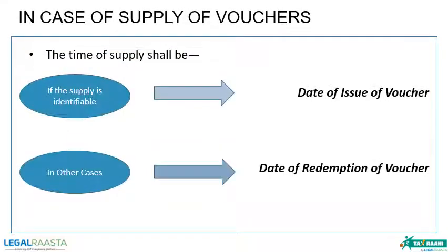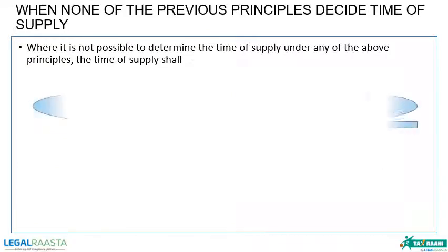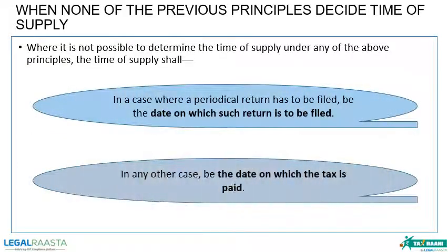In the supply of vouchers, there are two cases. First, if the supply is identifiable, then the time of supply of goods will be the date of issue of voucher, and second, in all the other cases, the date of redemption of voucher. When none of the above principles decide the time of supply of goods, then the time of supply of goods shall be the date on which the return is to be filed in the case where the periodical return has to be filed, and in other cases, the date on which the tax is paid.